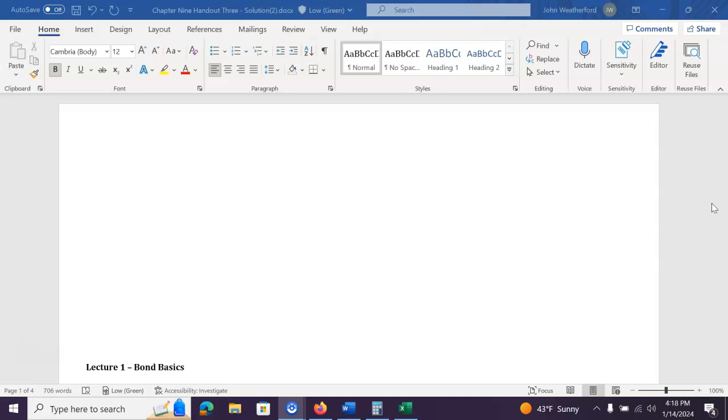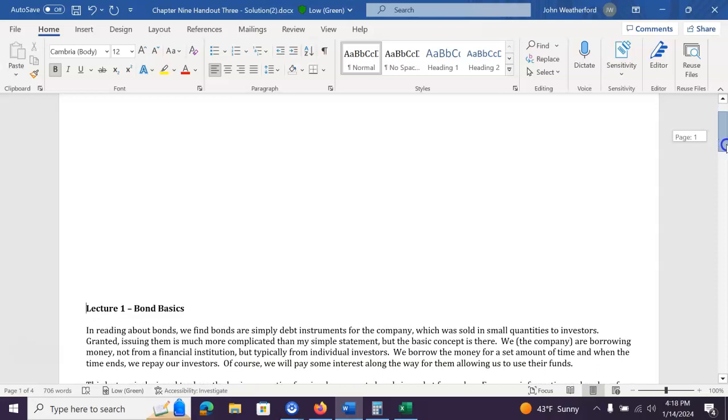And when they issue those bonds, they promise to do two things: pay interest periodically, and then repay the face amount at the end of the bond term. So let's look through a few notes here on some basics with corporate bonds.